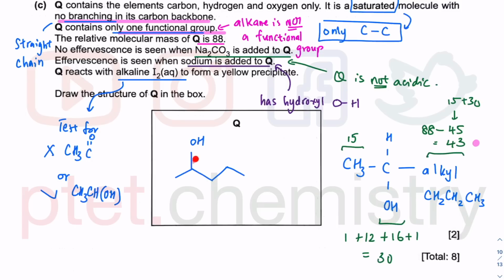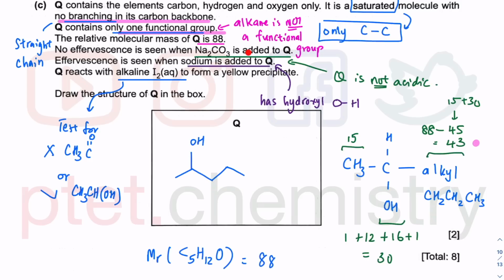So CH3CHOH, my molecular formula, there is 5 carbon altogether. So C5H, 1, 2, 3, 4, 5, 6, 7, 8, 9, 10, 11, 12. And then I can get 1 O. So the Mr of that, if you press a calculator, 12 times 5 plus 12 times 1 plus 16, I get 88. There is only one functional group, which is the hydroxyl.